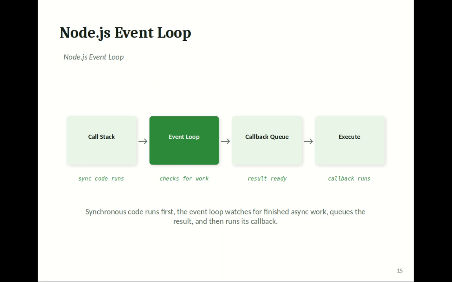Node.js event loop. Sync code runs, call stack, checks for work, event loop. Result ready, callback queue. Callback runs, execute. Synchronous code runs first. The event loop watches for finished async work, queues the result, and then runs its callback.